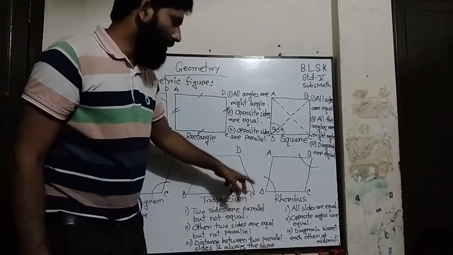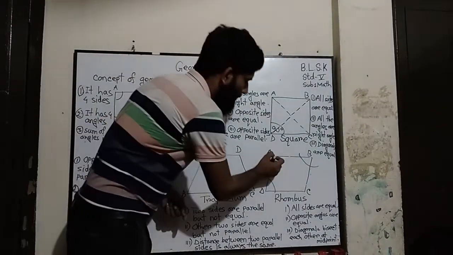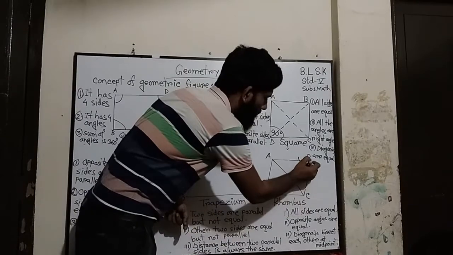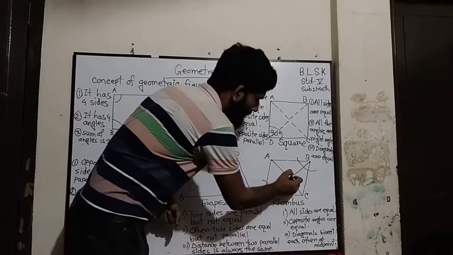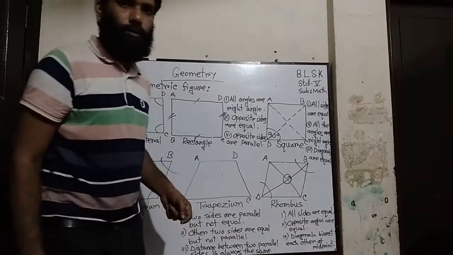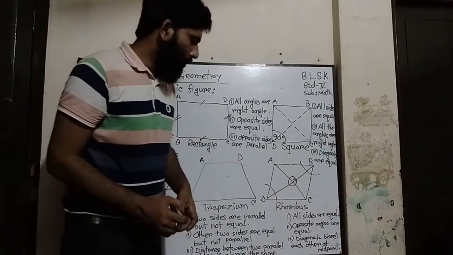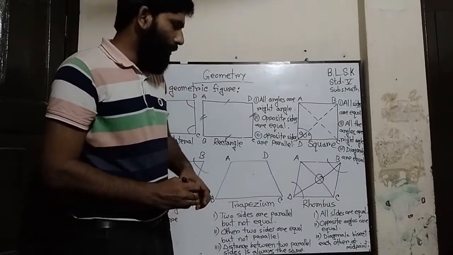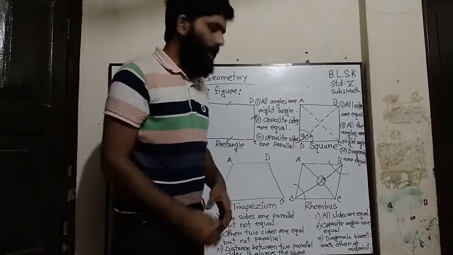And number 3 characteristic, diagonals. If we draw the diagonals, they intersect each other at the midpoint. So the characteristic of a rhombus is that the diagonals bisect each other at the midpoint.